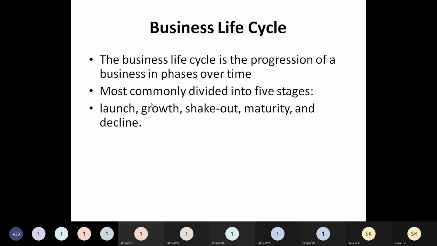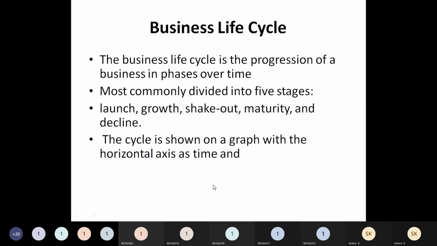So at each stage, what are the problems, or how the business is going to overcome the challenges that come across, that we will see in this topic. Before that, we will have a graph, how it can be shown in a graph, that we will see.